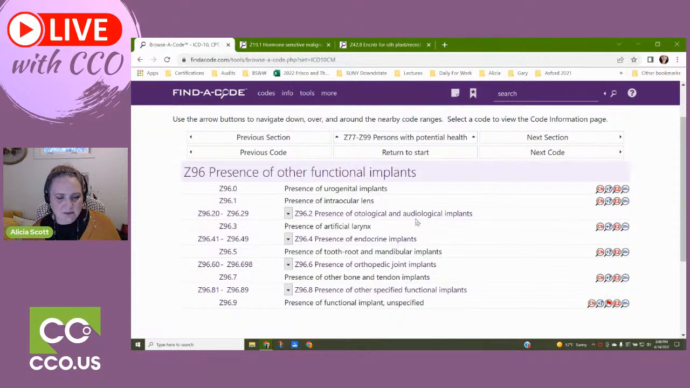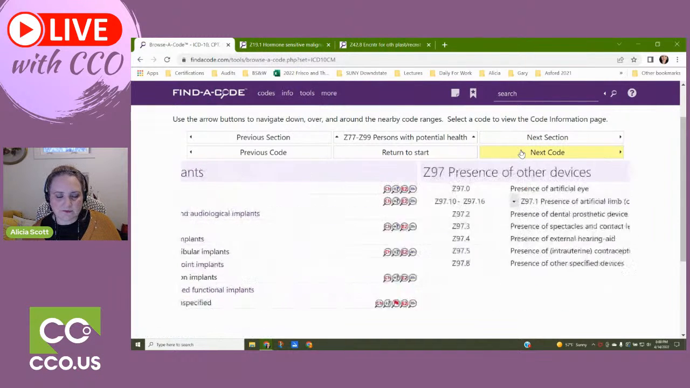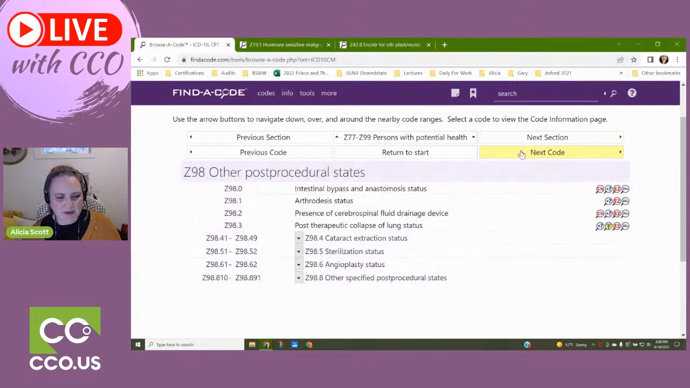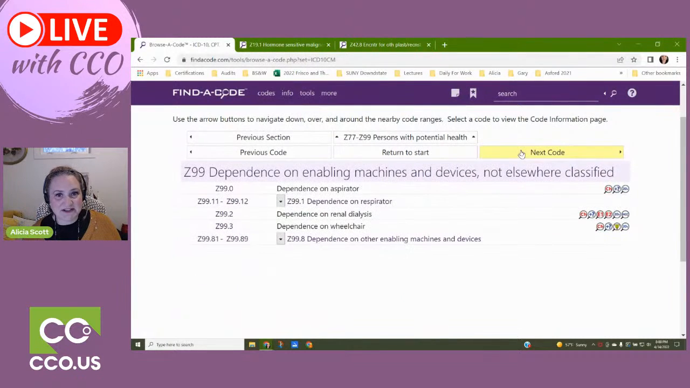Let's see, more implants and artificial eye, contact lenses, etc. We're just wrapping up, guys. Sterilization, a genoplasty status, cataract extraction status. Some of these, again, you're not going to see on your regular primary care. The dependent status, renal dialysis is probably one of the most common ones that I see here, is that your patient is an ESRD N18.6 and they are a Z99.2, therefore, because if you have end-stage renal disease, you have to have renal dialysis.